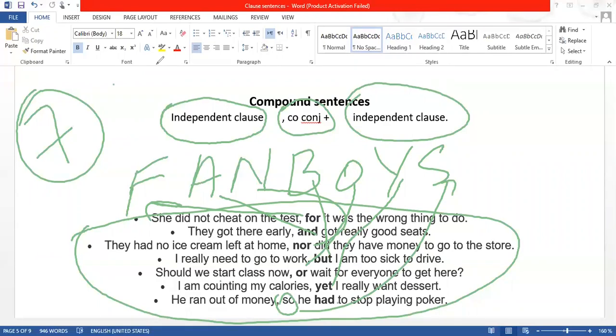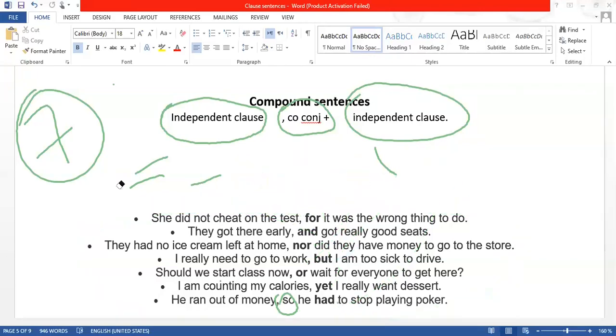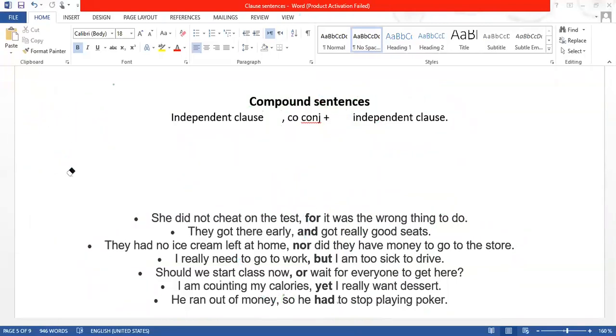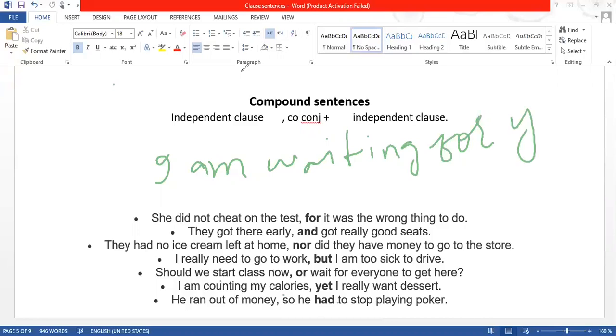Now, mostly when I ask students, they have a problem with just two or three coordinating conjunctions. For example, this for. For is a problem because for is also a preposition. So when I ask somebody to make a sentence using for as a conjunction, they say, I am waiting for you. Now, we just talked about a compound clause. If you see the formula: independent clause, conjunction, and then another independent clause.